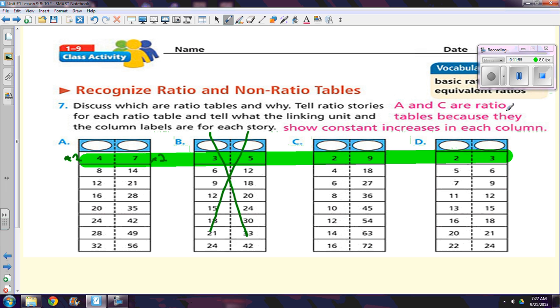And then it says that C is a ratio table. So let's look. 2 to 4, up 2 or multiply by 2. 9 to 18, up 9 or multiply by 2. 2 times 3 is 6, or 2 plus 2 plus 2. 9 times 3 is 27, or 9 plus 9 plus 9. So C is a ratio table as well. You don't have to copy any of this down, just know that you're responsible to figure out if it is a ratio table or a non-ratio table.